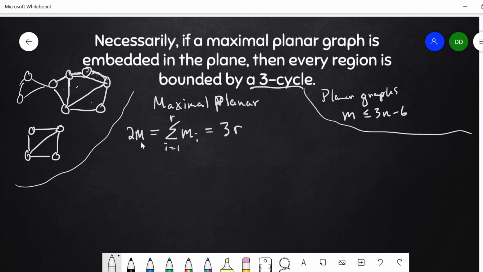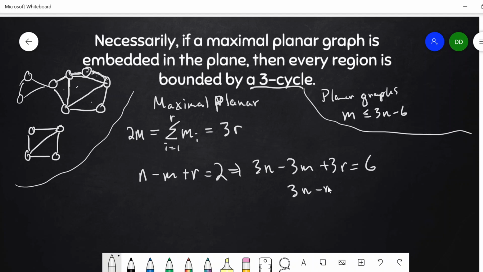So this would give me 3r. So I have 2m is equal to 3r, and then by Euler's identity, I have n minus m plus r is equal to 2. Take that, multiply everything by 3 like we did last time: 3n minus 3m plus 3r is equal to 6. Now I have 3r is equal to 2m. Substitute that in, I get 3n minus m is equal to 6, from which it follows that m is equal to 3n minus 6, exactly. So this is a nice result: in a maximal planar graph, the number of edges is exactly 3n minus 6. We'll be able to do some work with this.